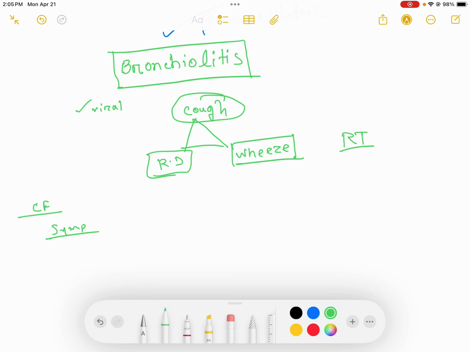Sudden onset of cough, respiratory distress and wheeze. Yes, that is a bit hard to memorize.